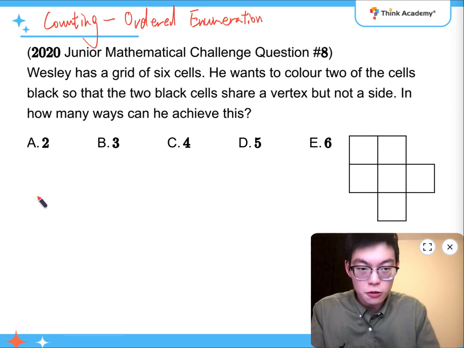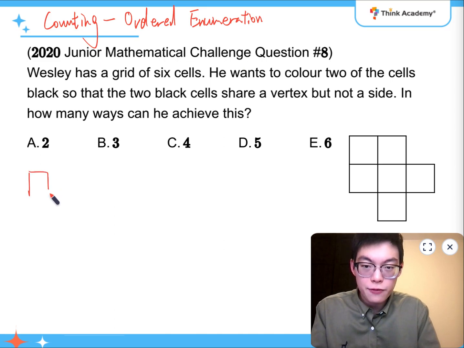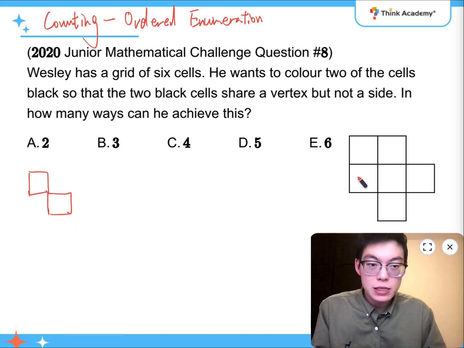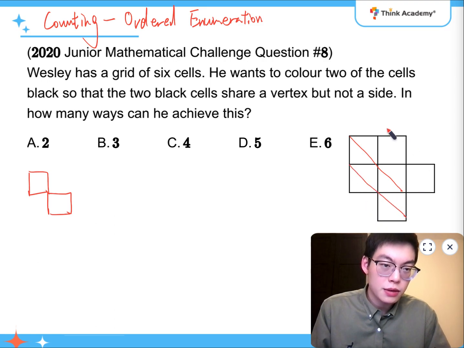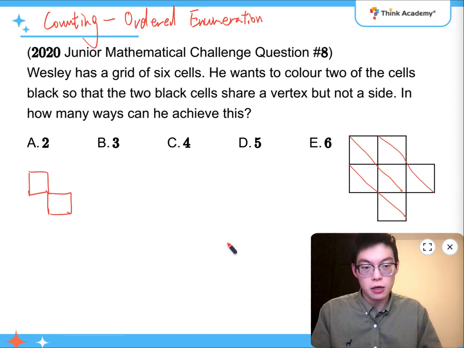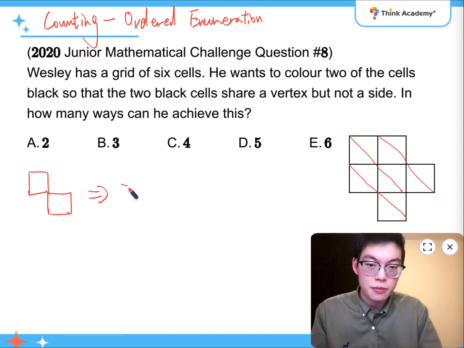So first of all, let's investigate the number of cases for top left and bottom right. Which means that I can just try to draw a line that is going through 2 boxes from the top left to the bottom right. So I've got 3 ways.